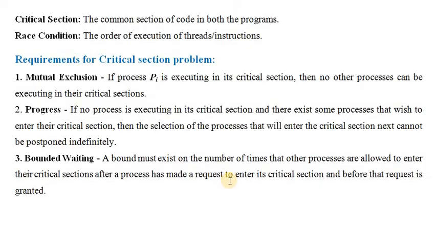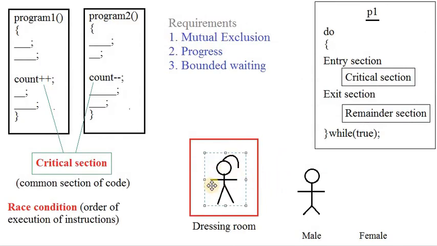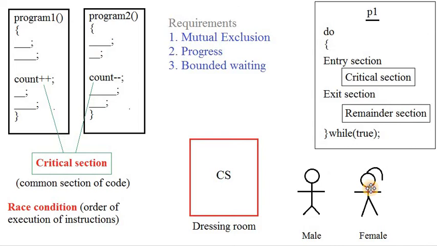And what is the case here? That wish to enter into the critical section, then the selection of the process that will enter the critical section next cannot be postponed indefinitely. Suppose the female wants to enter into the dressing room. She entered, right? After completing her task, she will come out of the room, and while she is coming out of the room, she will let the other person enter into the critical section. She would not restrict any other person to enter into the critical section.